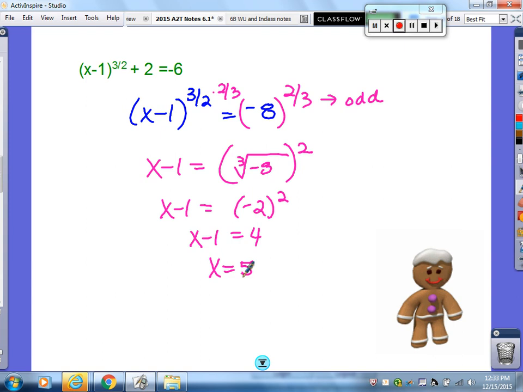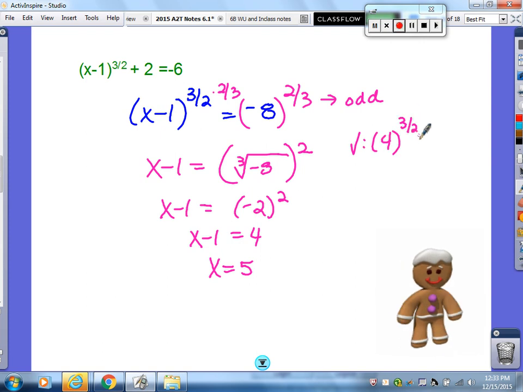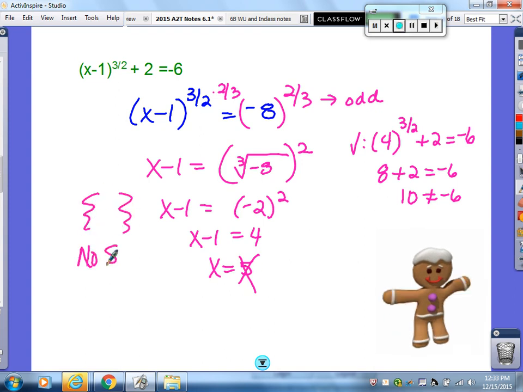All right, let's check that answer. So let's put in 5. So we're going to check step. So 5 minus 1 is 4 to the 3 halves plus 2 equals negative 6. Well, that's the square root of 4 is 2. 2 to the third is 8 plus 2 equals negative 6. Well, 10 does not equal negative 6. So that's not working. That's extraneous. So my answer is no solution.